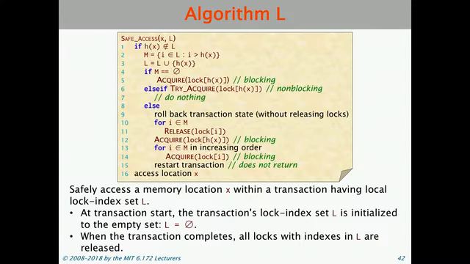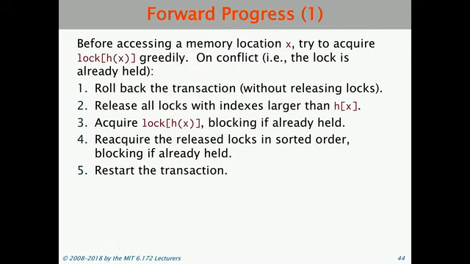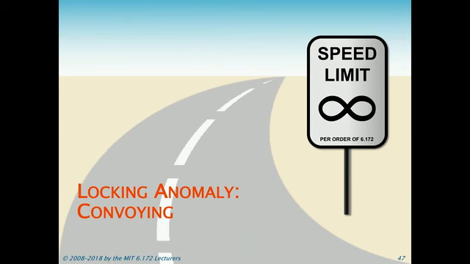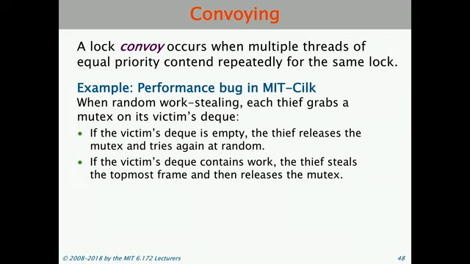I'll let you guys look at it in more detail because I see our time is up. It's actually fun to take a look at, and we'll put the paper online. There's one other topic that I wanted to go through here, which you should know about, which is this locking anomaly called convoying. This was actually a performance bug that we had in our original MIT Silk. So it's kind of a neat one to see and how we resolved it. And that's it.